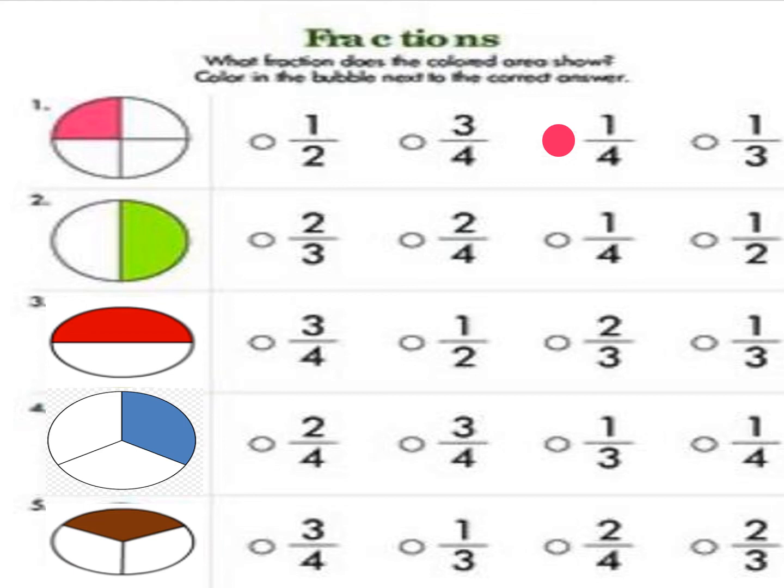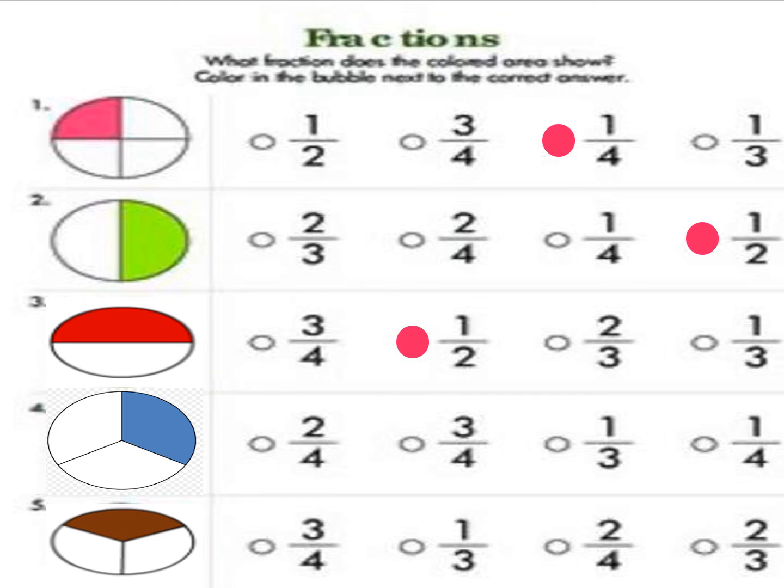Second one, I have 1, 2 divided into 2. One colored and one not. So the total part 2 and the part colored 1. So it will be 1 over 2, 1/2. The third one, circle divided into 1, 2 and one part colored, so it will be 1 over 2.